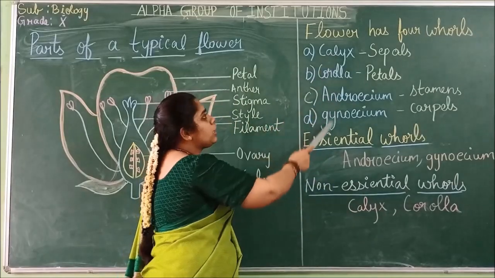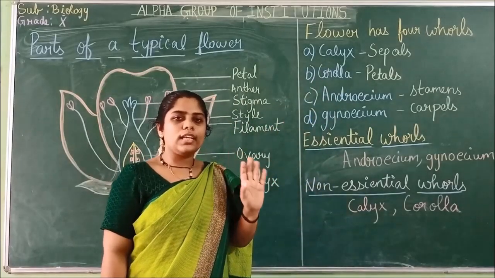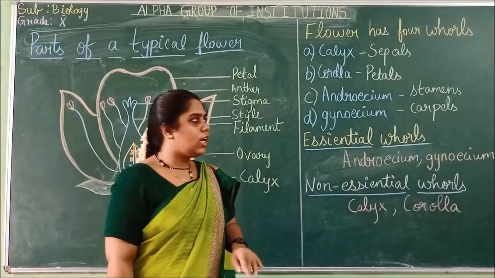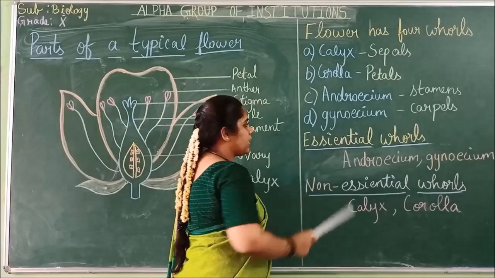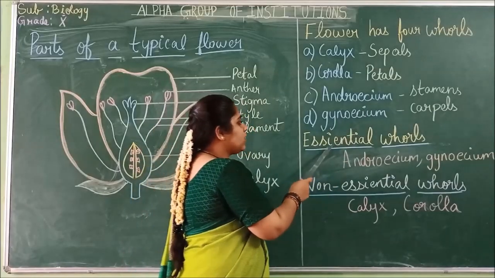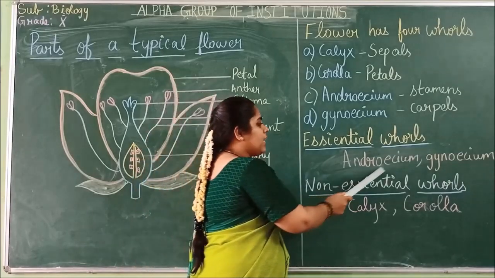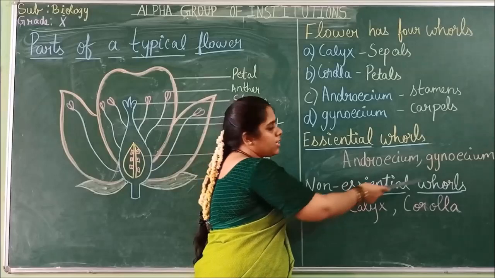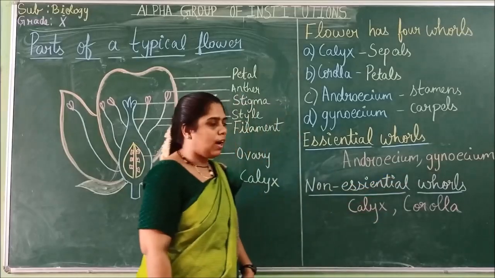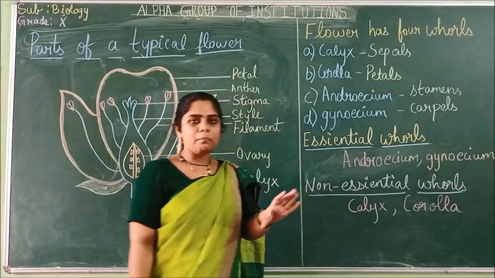These are the four whorls of a flower. So totally a flower will have four whorls. What are those? Calyx, corolla, androecium and gynoecium. Now what are the essential whorls? The essential whorls are androecium and gynoecium. The androecium, the male part, and the female reproductive part are known as the essential whorls. Why?